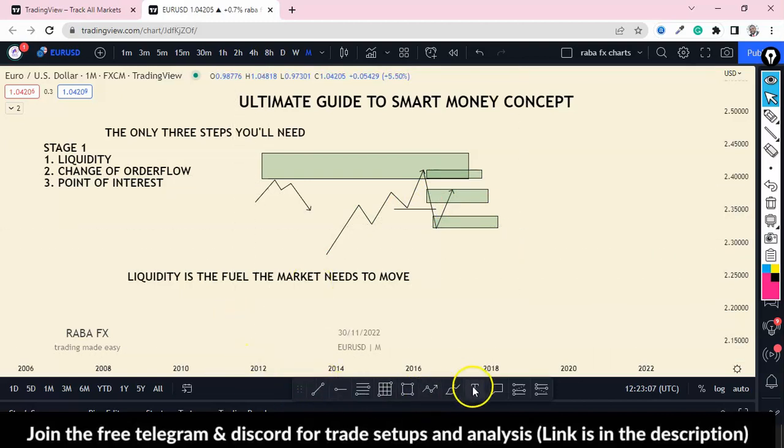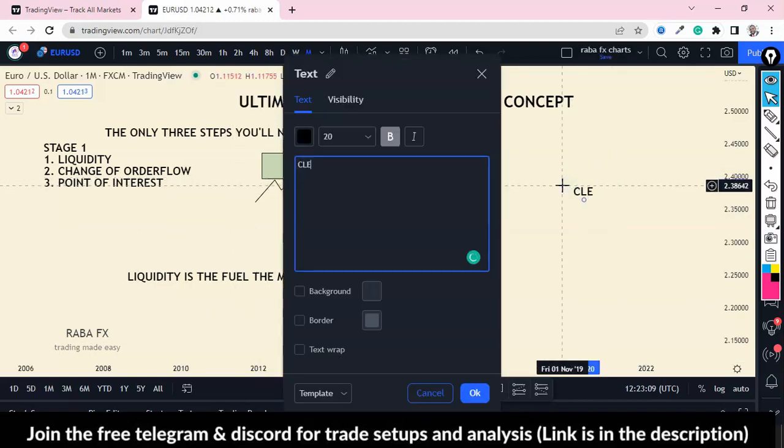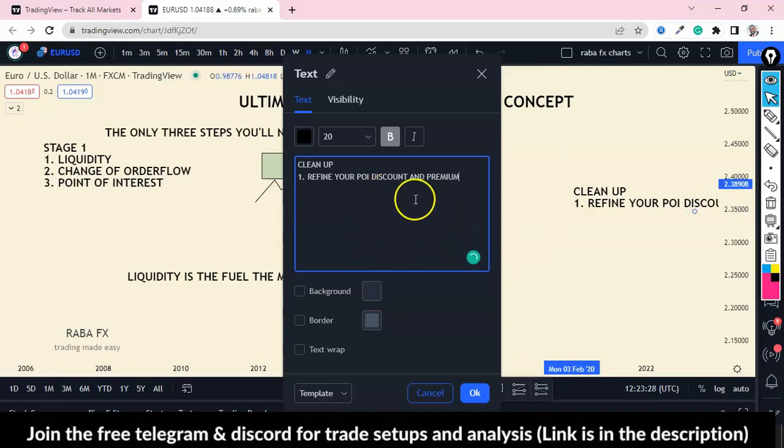So, in the cleanup stage, what are you looking for? Number 1 is to refine your point of interest. Okay? Using what I call discount and premium. Okay? You refine your point of interest using premium and discount levels. Number 2, what are you looking for? You then choose points of interest in the trading zone.